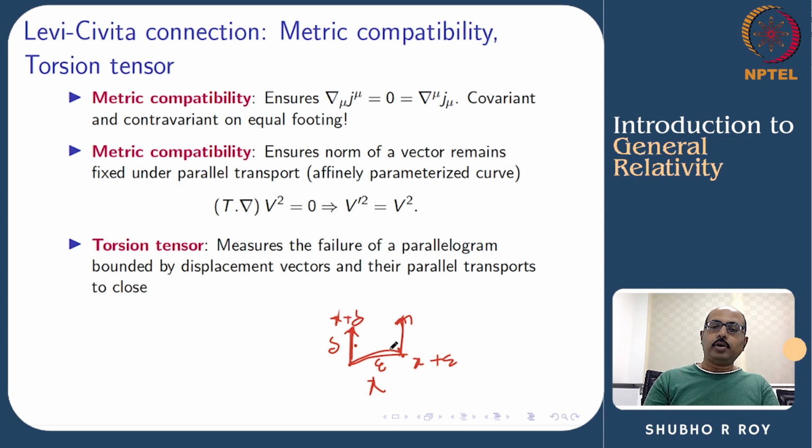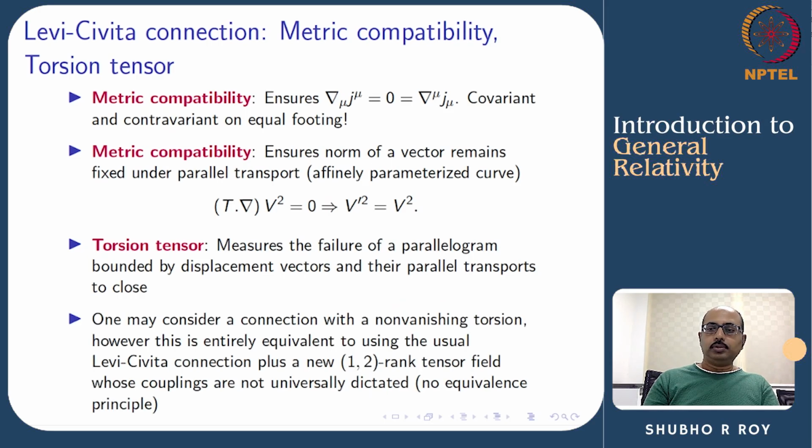And I can do the other thing, which is take this epsilon vector, the small displacement vector, and translate it in the vertical direction, in the direction of delta. So that will give me another point, right? So the torsion measures the fact that this parallelogram doesn't close. It measures the failure of the parallelogram bounded by the displacement vectors and their parallel transports to close. So in general, there's no guarantee these two points will meet, and there will be a gap. This gap is proportional to the torsion tensor.